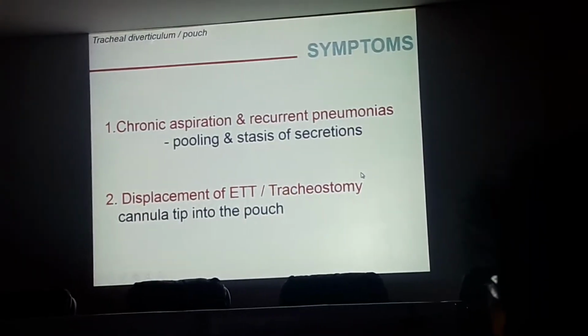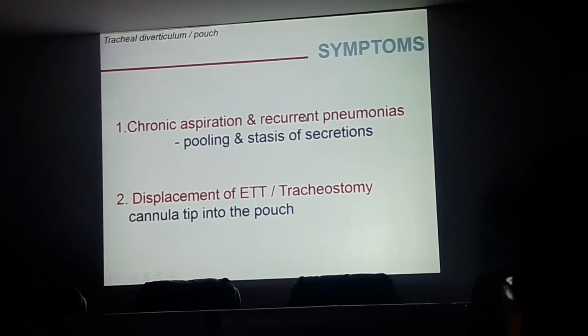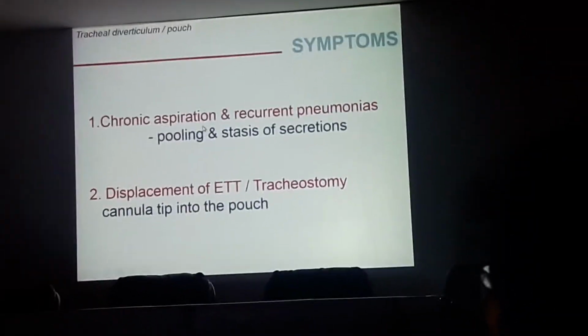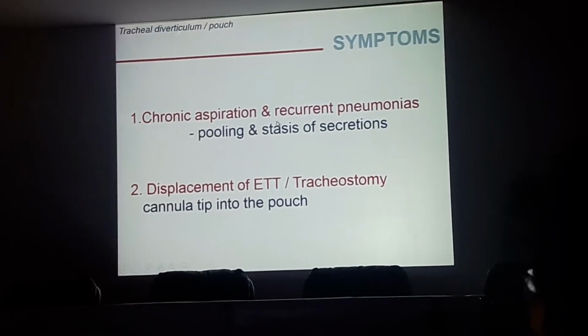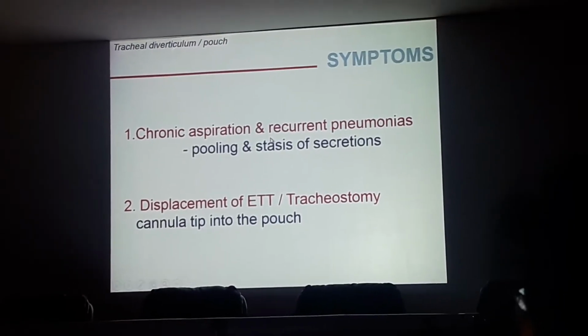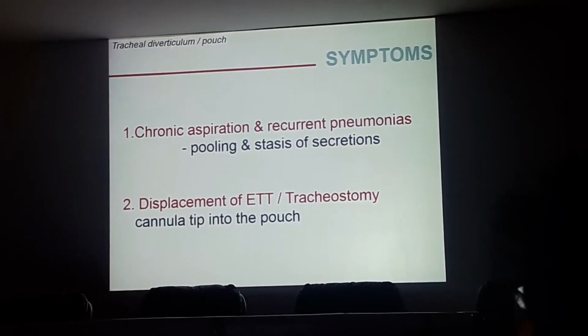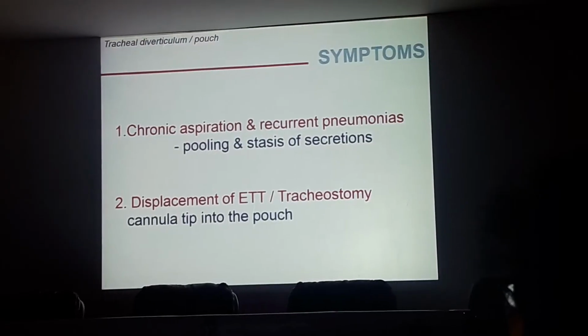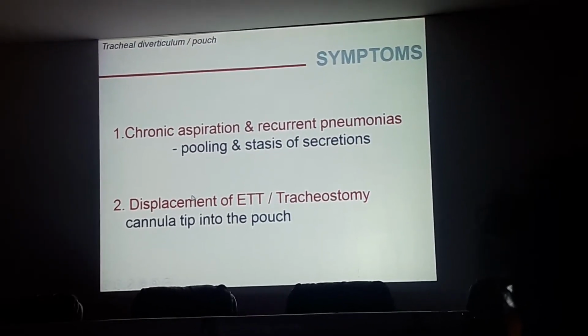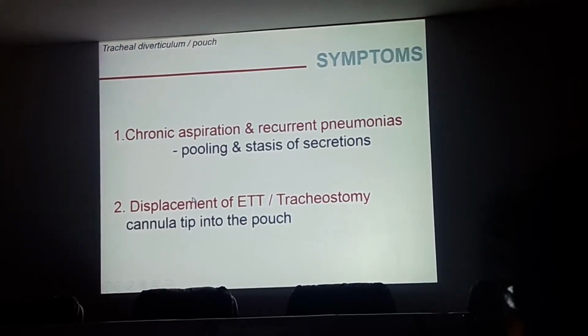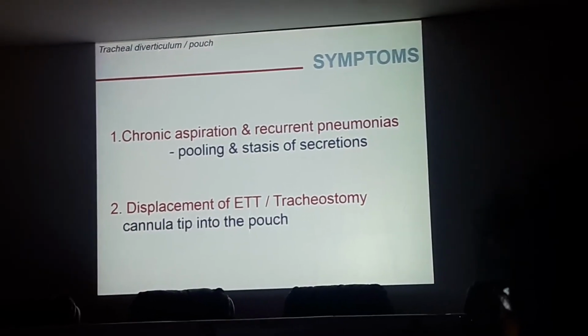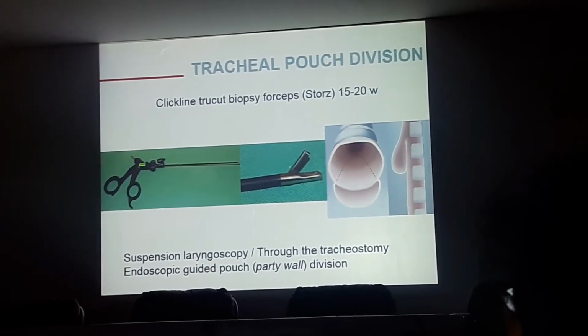What would happen if you have a diverticulum? You will have these secretions which are pent up in that diverticulum. So chronic aspiration, recurrent pneumonias can happen because of these secretions which are stagnated in the diverticulum. And if the child has got the tracheostomy, you will have the cannula which actually is going straight into the pouch. The treatment is pretty simple.